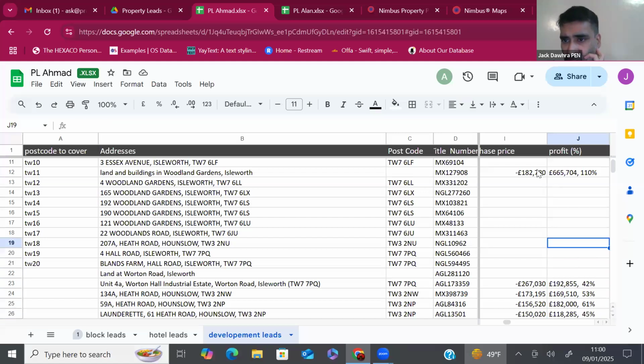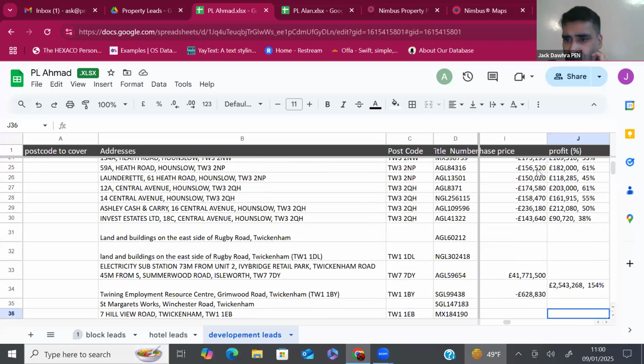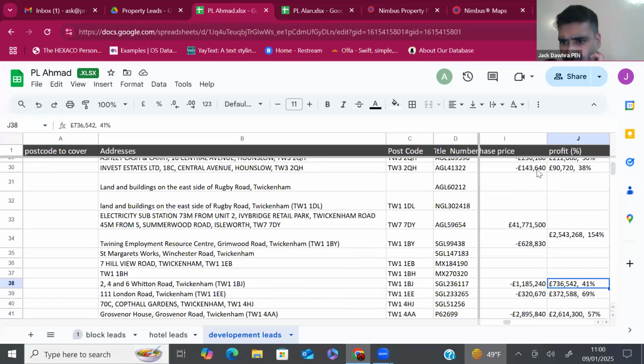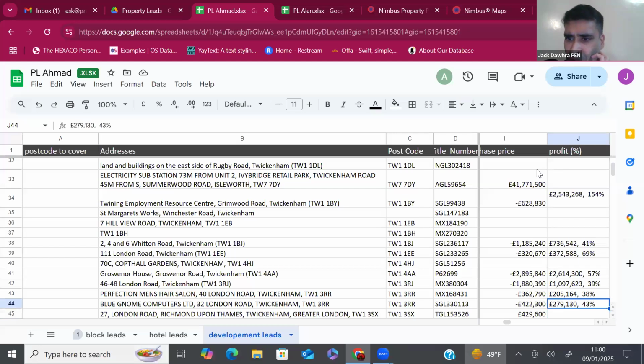Some of these are missing information, probably because of Nimbus. It doesn't provide you everything. On all these, this one will say 290,000. This one says 2.5 million. This one says 736,000. This one says 372. This one says 2.6 million. This one says 1.1, and so on and so forth. These are the profits on cost.